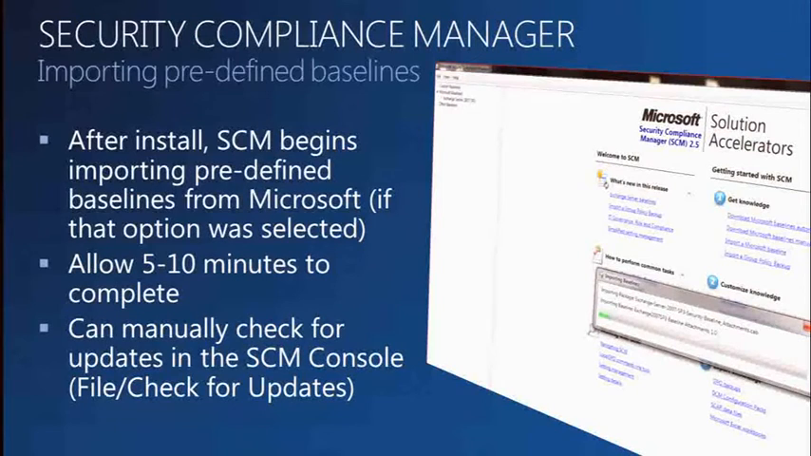After we install the Compliance Manager tool, it'll automatically begin downloading the baselines if we chose that option in the menu. So allow that process to continue. It'll pull down all the latest versions of all the baselines the tool establishes as part of the tool set. It takes 5 or 10 minutes. We can also go later and check for new updates manually by going in the console, and I'll show you here in a second how you check for updates manually in the tool itself.